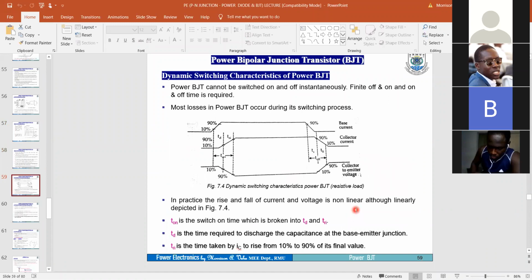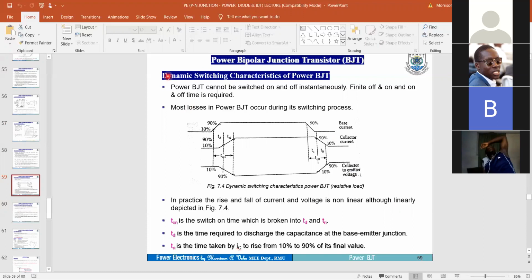Now, we can quickly look at the switching characteristics of the Power BJT. Like I said earlier, we want to use it as a switch, so let's look at its switching behavior. Your BJT cannot be switched on and then off instantaneously. You understand? Okay.